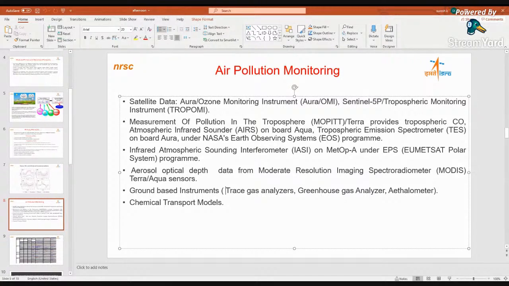Air pollution monitoring is mainly done through ground-based measurements. Second is satellite data. These are the different sensors, different instruments onboard different platforms, from both NASA and the European Space Agency. This data is freely available through different sites. Next are the chemical transport models, also used for air pollution monitoring. You can simulate the concentrations and validate the models.